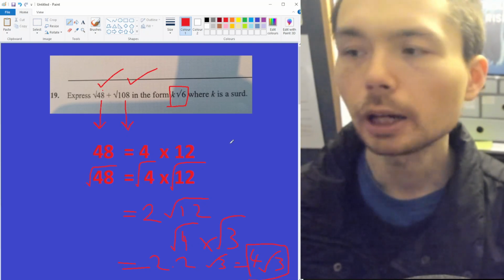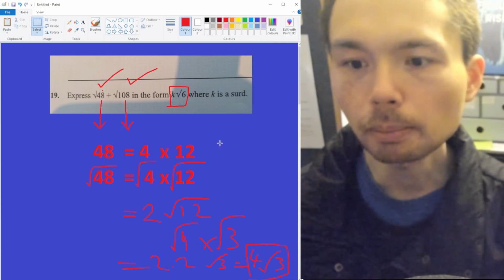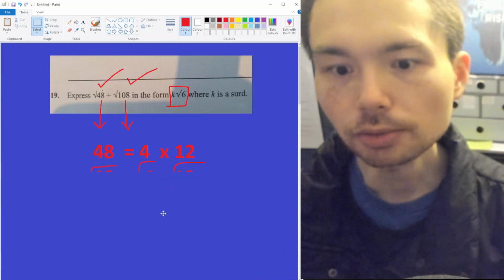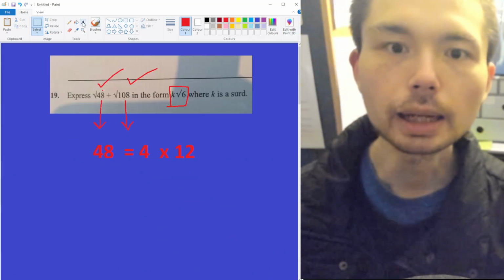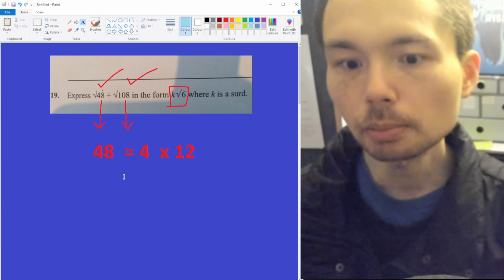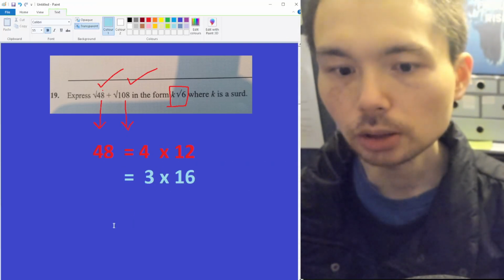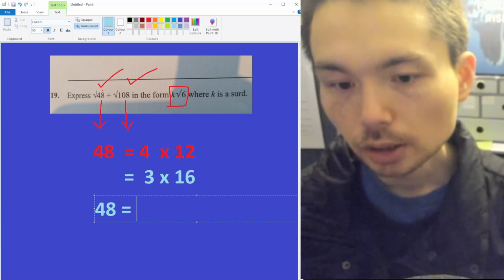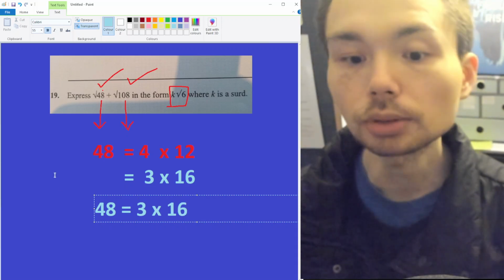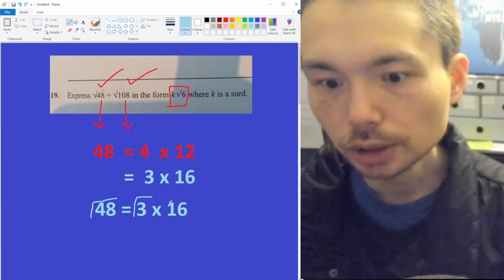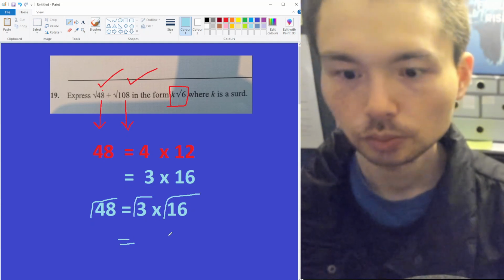Now, how can I show it in another way? Well, there might have been an option. There might have been a way just to get a factor quickly. If we look at this, there is actually a bigger choice. I'll put that in blue now. 48 is the same as 3 times 16. Why is William choosing this? Because now we can put a root over everything. Root 48 is the same as root 3 times root 16.